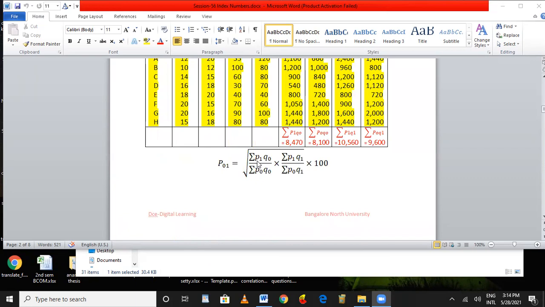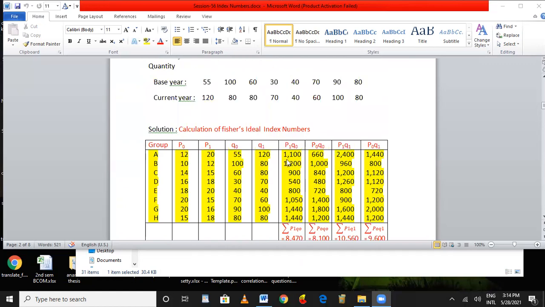Now, to apply the formula, you have to multiply P1 and Q0. P1 means current year prices, Q0 base year's quantities. 20 into 55 comes to 1100. 12 into 100, 1200. 15 into 60, 900. 18 into 30, 540. 20 into 40, 800. 15 into 70, 1050. 16 into 90, 1440. 18 into 80, 1440. So these are the P1 Q0.